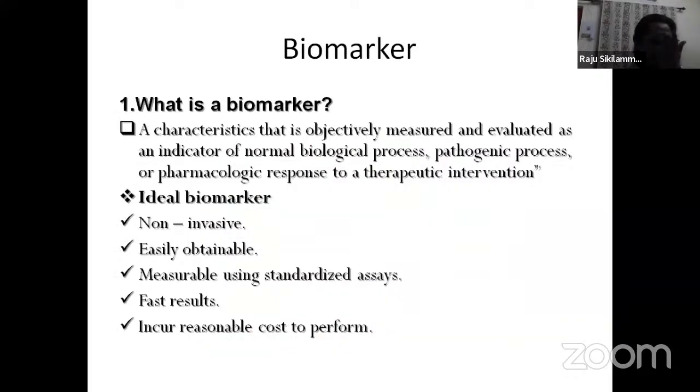Then the biomarker. A biomarker plays a pivotal role in the prediction of AKI. What is a biomarker? A biomarker is a characteristic that is objectively measured and evaluated as an indicator of normal biological processes, pathogenic processes, or pharmacological response to a therapeutic intervention. What are the characteristics of an ideal biomarker? It is non-invasive, easily obtainable, measurable using a standard assay, gives fast results, and is cost effective.